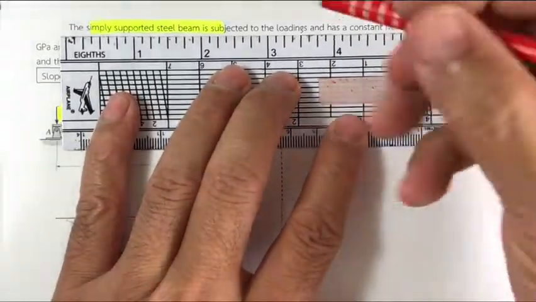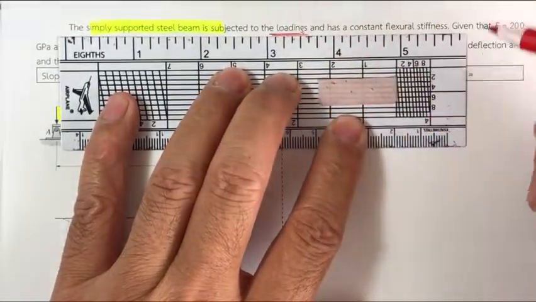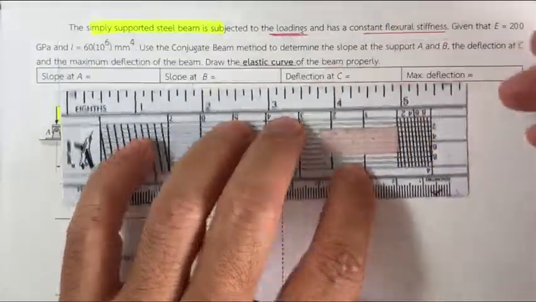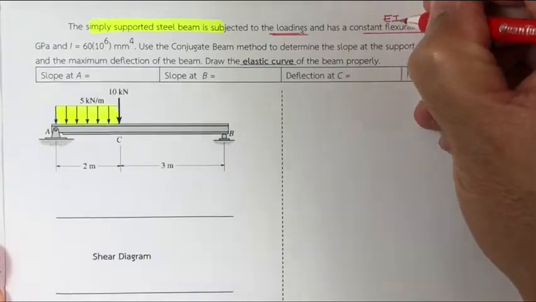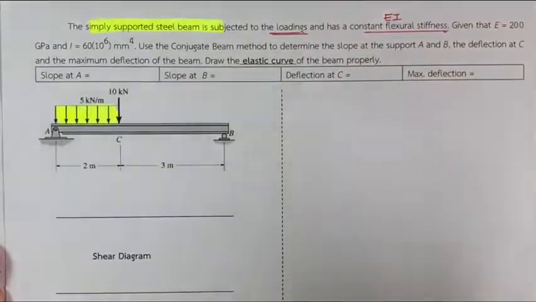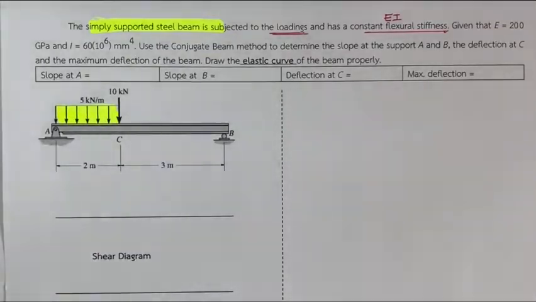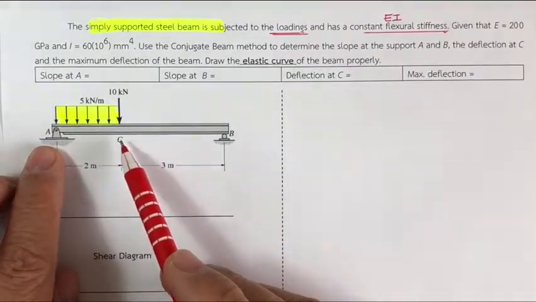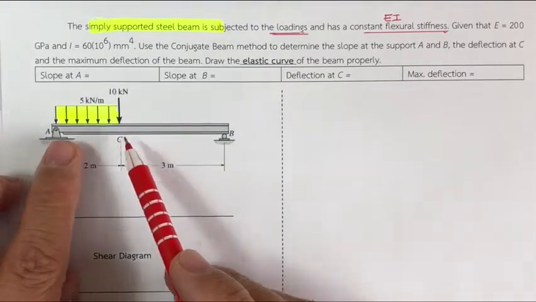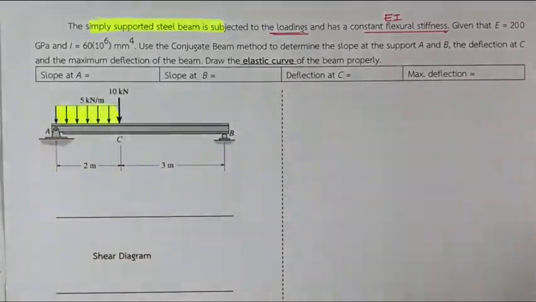The loading of this problem is a special one, and the beam is simple. It has a constant EI, or constant flexural stiffness, along the length of the beam. We also have the problem with different flexural stiffness along the length of the beam, which I also presented in the PowerPoint already.